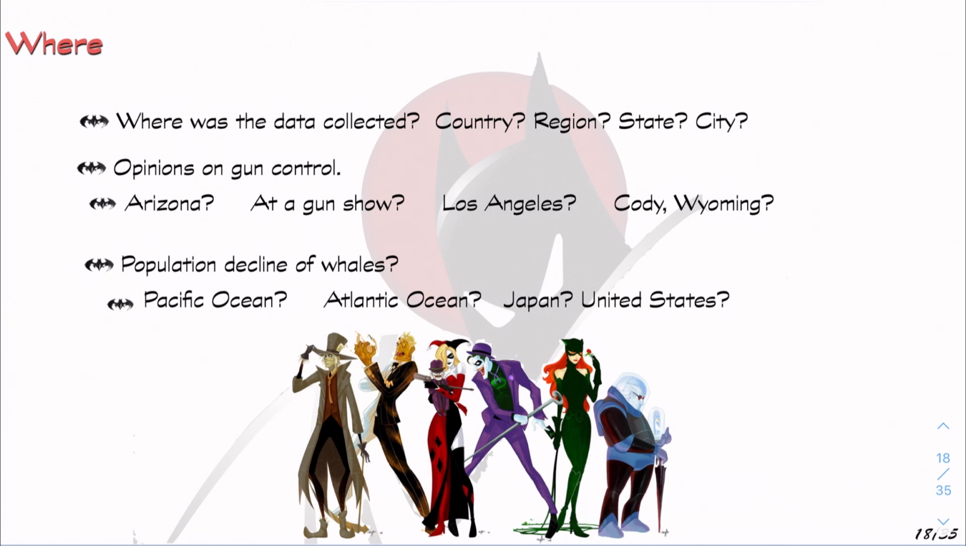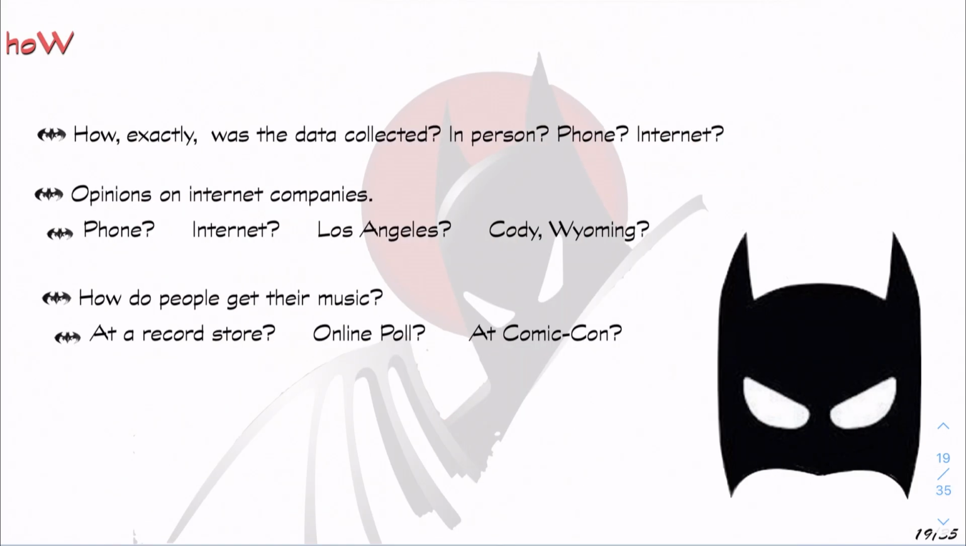How about the population decline of whales? Where are we looking? Are we looking in the Pacific Ocean, the Atlantic Ocean, Japan, United States? If we're looking at Japan, are you factoring in their whaling culture versus the United States that's more likely to preserve an endangered species? You can see why the where is just as important as the when and the who.